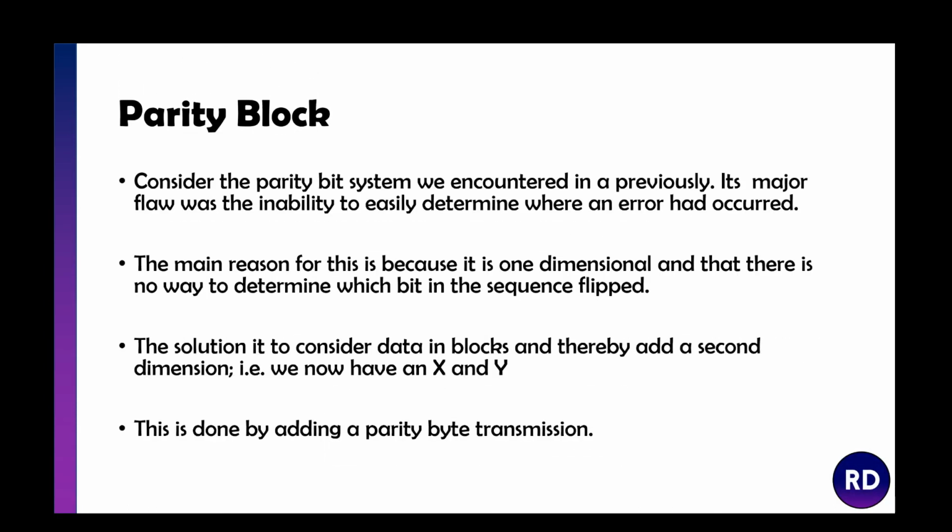Now, the major flaw with Parity Bits was that we can't tell where an error has occurred. The main reason for this is that it's one-dimensional. There's no way to determine where an error actually happened. So the best solution is to do it in data blocks and add a second dimension, so you've got an X and a Y. And this is done by using Parity Byte transmission.